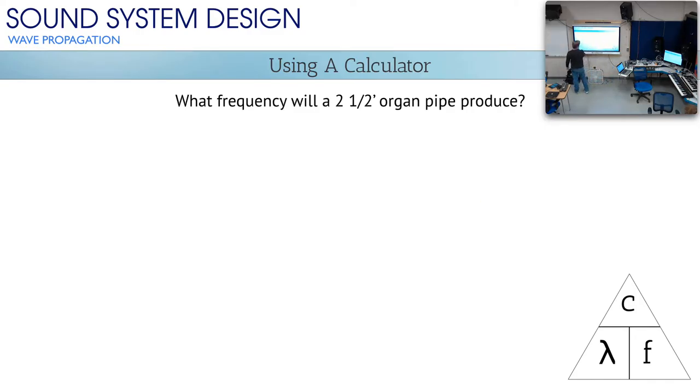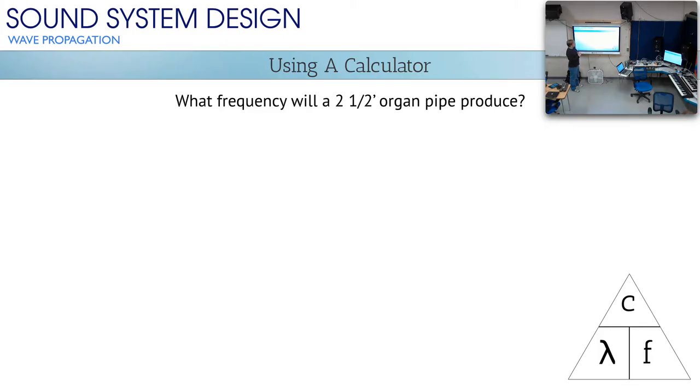What frequency will a 2.5-foot organ pipe produce? Okay, so a 2.5-foot organ pipe would be effectively closed at one end, open at the other. And you've got some way that you get the air in there. So we're looking for a wavelength of what in this scenario? 10 feet. Yeah, so it's going to be 4 times the length of the pipe, right? Because it's closed at one end, open at the other end.